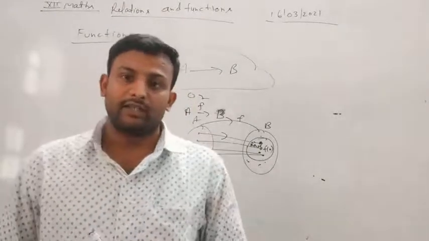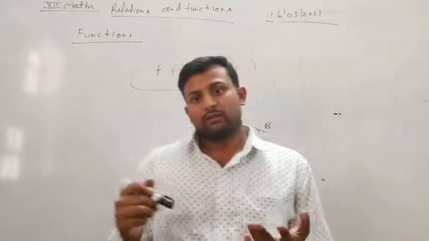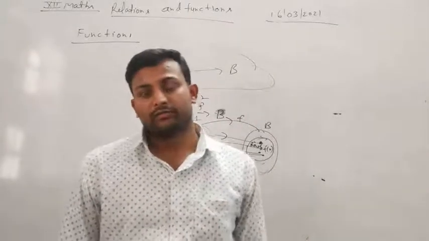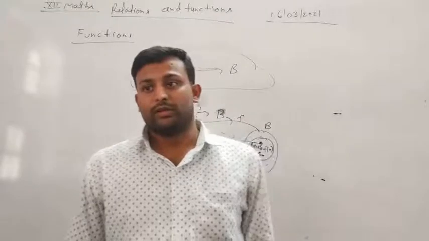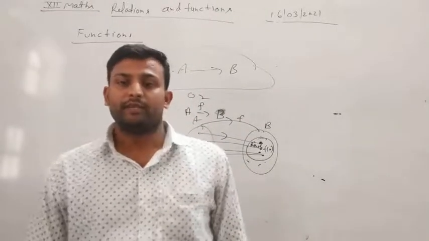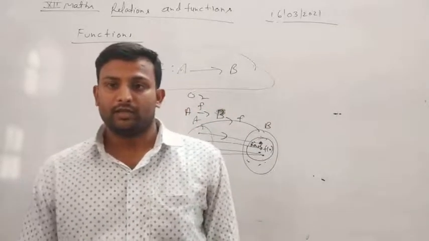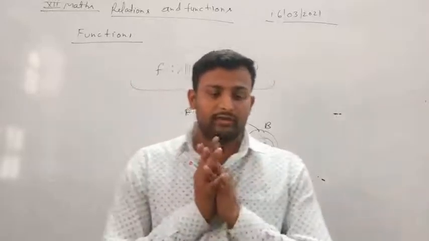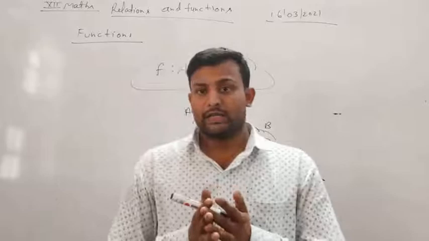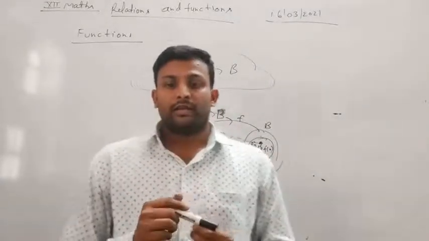A function is a special type of relation also. Every function is a relation, but every relation cannot be a function. It is a special type of relation. A function is also known as mapping, or maps.